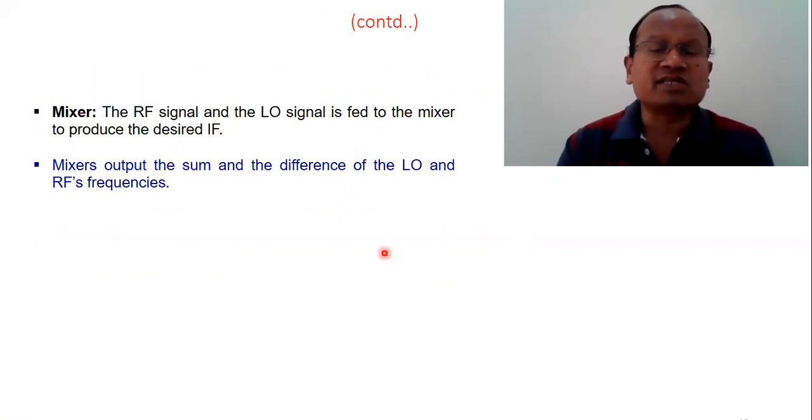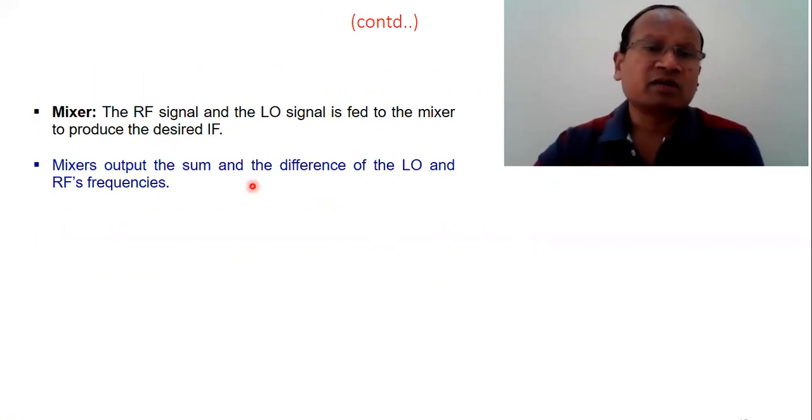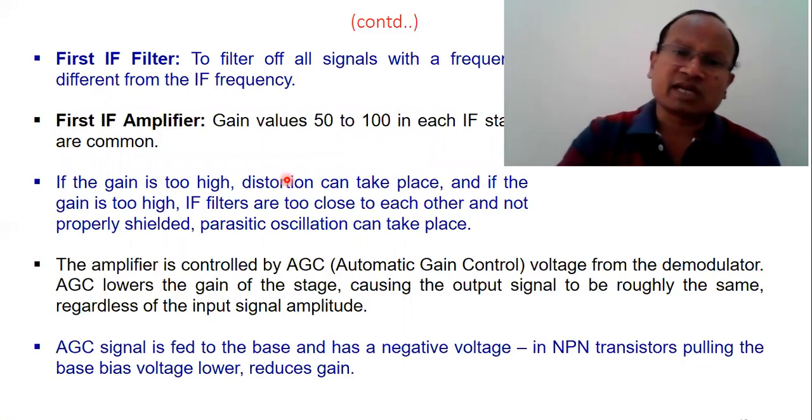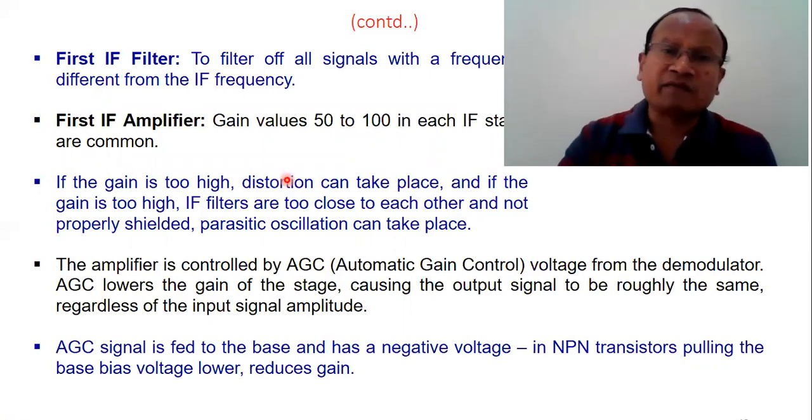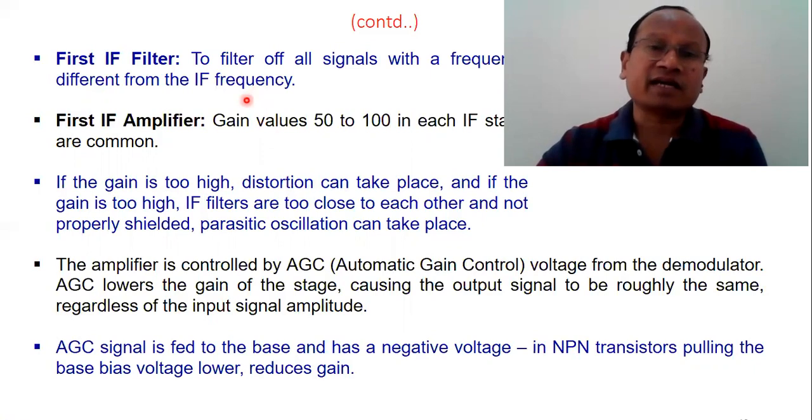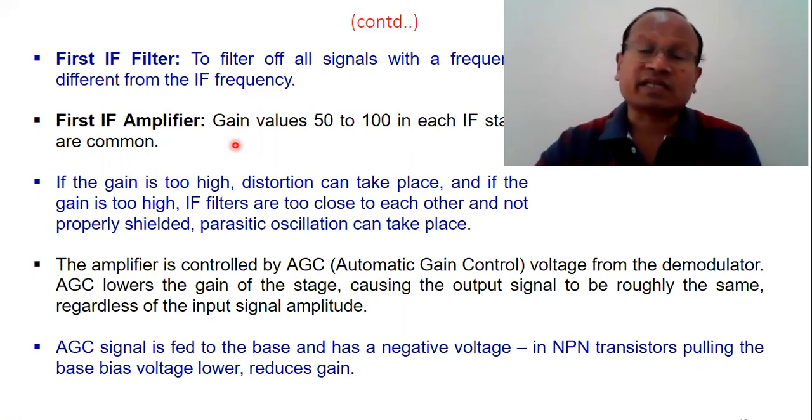We have already discussed that it generates sum and difference terms, but the difference term is preferred mostly because it provides better selectivity and it rejects adjacent channel interference as well. Then the IF amplifier. There is first an IF filter and an IF amplifier. The IF filter selects the frequency of the desired band, and then it is subjected to the IF amplifier, whose gain factor is very high. So amplification takes place.